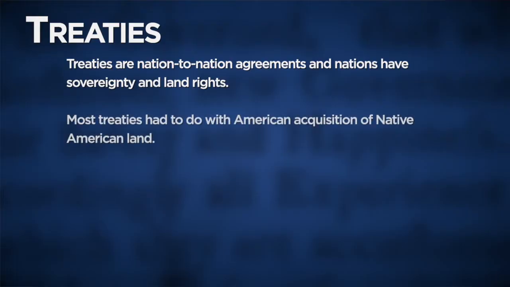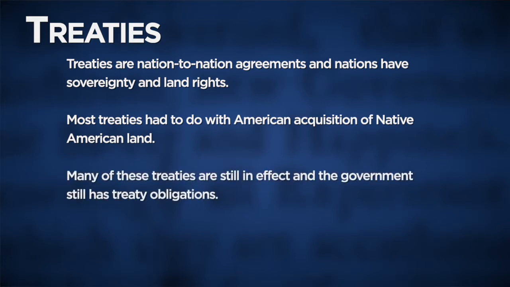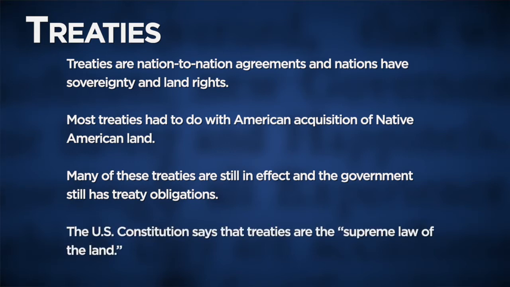Most of these treaties concern land, either native land cessions to the United States, the creation of Indian reservations, setting boundaries on tribal lands, or provided the legal basis for the U.S. government to remove Native nations from their traditional homelands. Many of these treaties are still in effect, and because the U.S. Constitution says that treaties are the supreme law of the land, the federal government is obligated to continue to carry out its obligations as set out in the treaties.